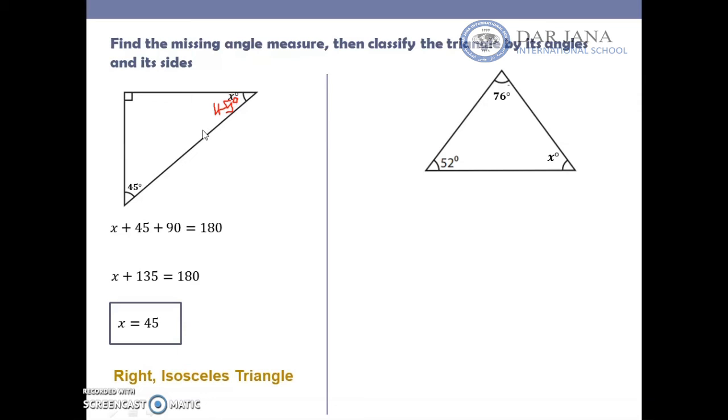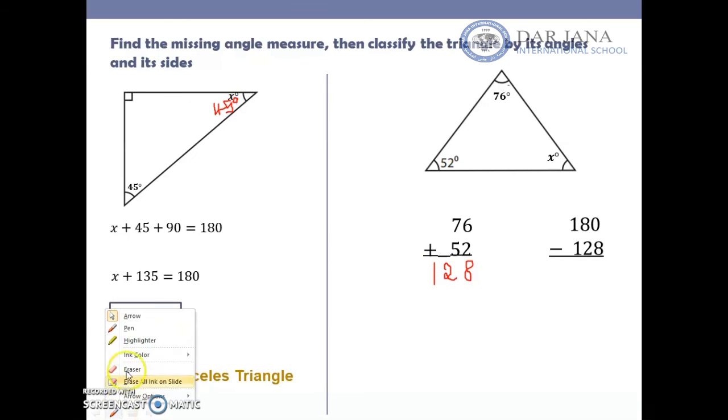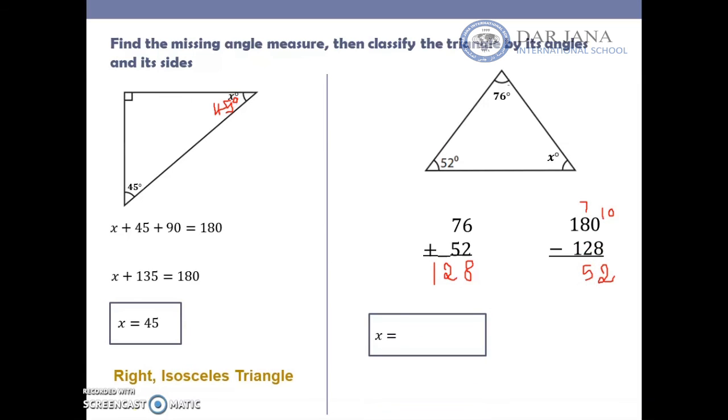The third one, also, I'm going to find x by adding 76 plus 52, and then I subtract the answer from 180. I'm using different methods. You can use any method you want. So 6 plus 2 is 8, and then 5 plus 7 equals 12. And I'm going to do 180 minus 128, so this will be 2, because this is 10 and this is 7, so this will be 5, so x will be 52.